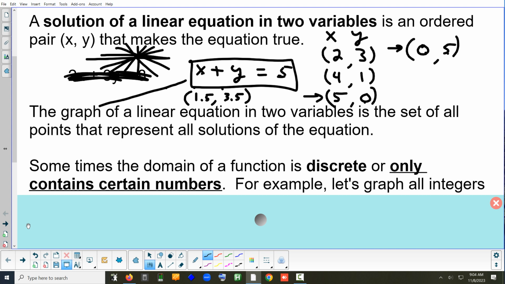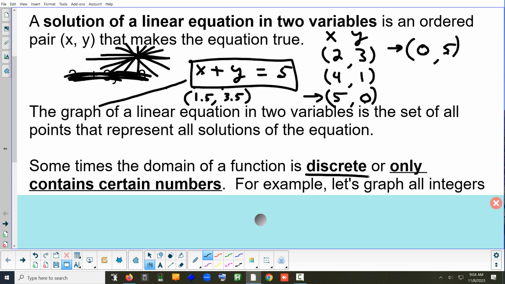Okay, another example where it couldn't be any number is maybe x represents the number of nights you pay for a hotel. Well, you can't pay for 1.4 nights. You can pay for 1 night at the hotel, you can pay for 2 nights, but you can't pay for like 1.4 or 1.6 nights. They don't do that. So sometimes the domain is only certain numbers. When that happens, that's called discrete. Okay, so something that is discrete means that the domain is only certain numbers.